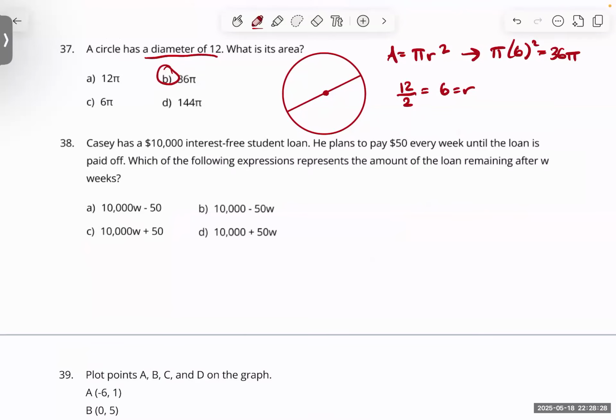Okay. Casey has a $10,000 interest-free student loan. Hold on a second.